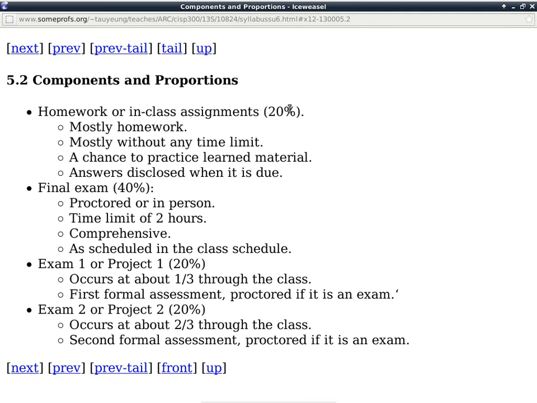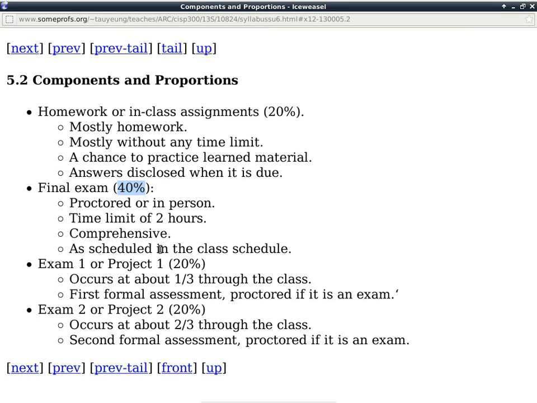Components and proportions. 20% of your grade will come from homework assignments. 40% comes from final exams. Wow, final exam counts for 40%. So that means someone can pass this class with a C just by acing the final exam. Right? 37.5% is what you need to get a C out of this class, and the final exam all by itself is 40% already. I have never seen anyone try that.